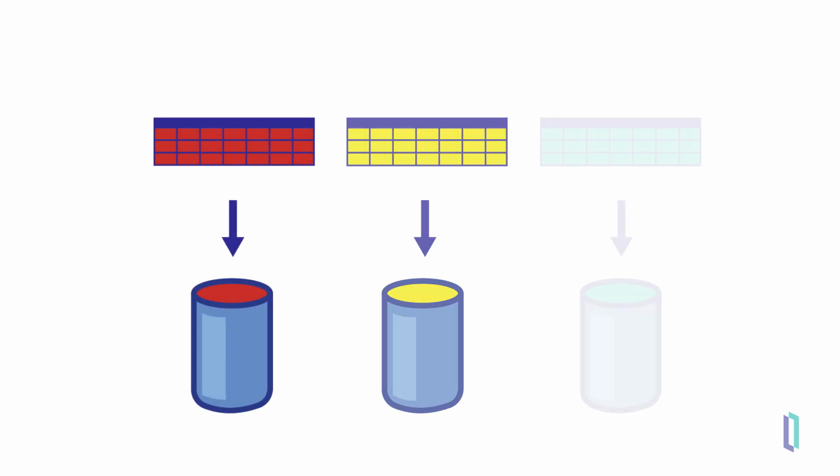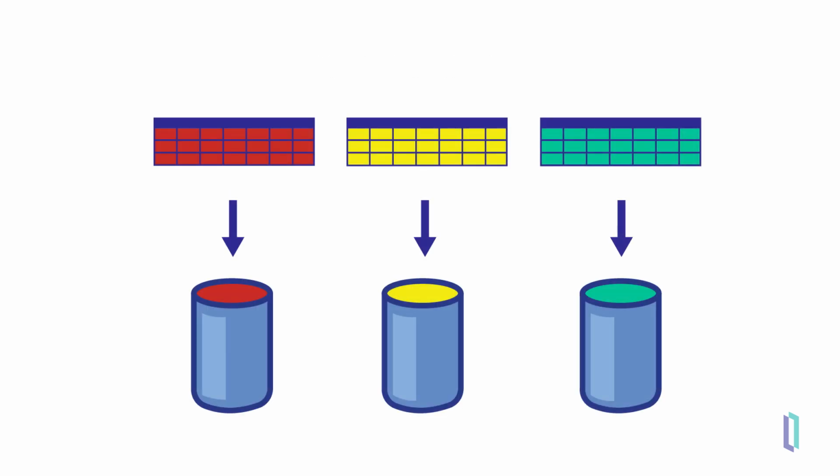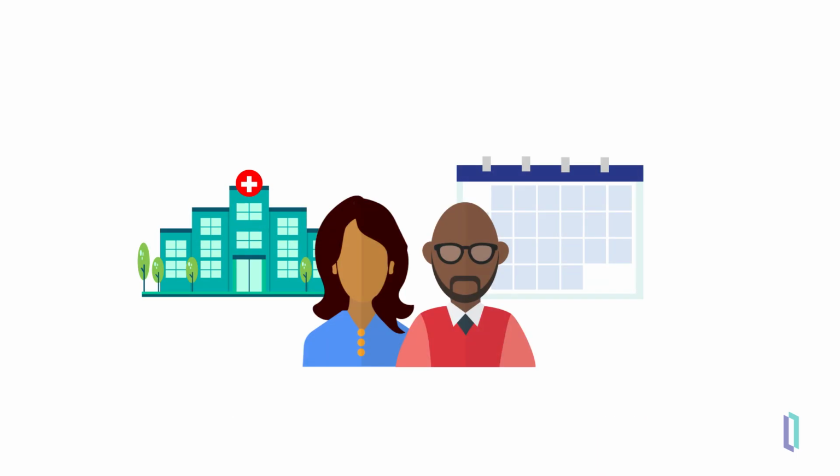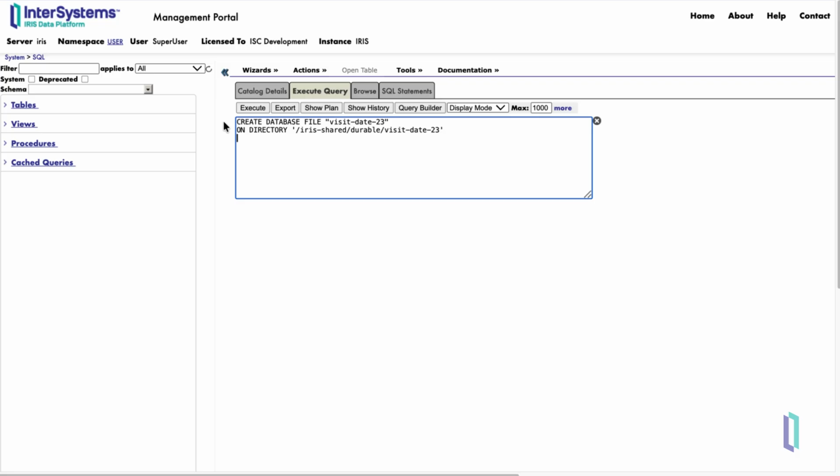To control where the data is stored, InterSystems IRIS lets you map partitions to different databases. Mapping is done via a set of simple SQL commands and can be defined and adjusted at runtime as your needs evolve. Let's walk through the process of creating and partitioning a table for patient visits in a hospital. First, we'll create a few databases to simulate different storage tiers for different years, such as visit date 24, visit date 23, and visit date archive.